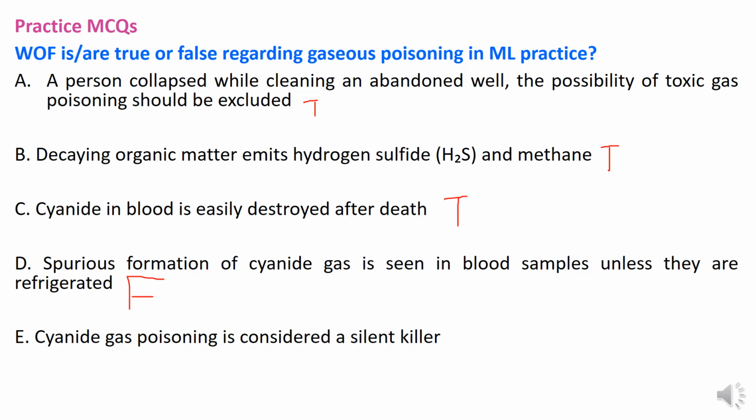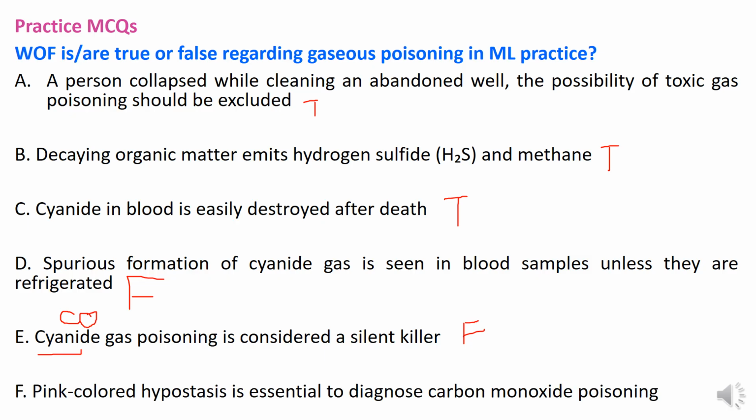Cyanide gas poisoning is considered a silent killer. Yes, it does not have a color, smell, or... right? So it is not cyanide gas. It is carbon monoxide that is considered a silent killer, but cyanide has the bitter almond smell. So as a result, it is not a silent killer. So this statement is incorrect.